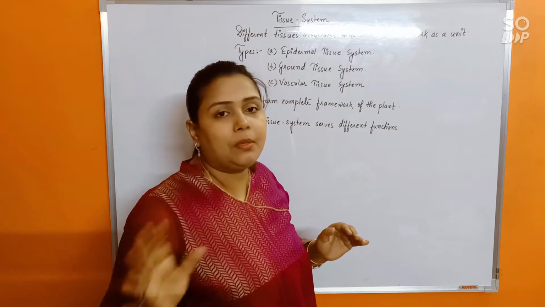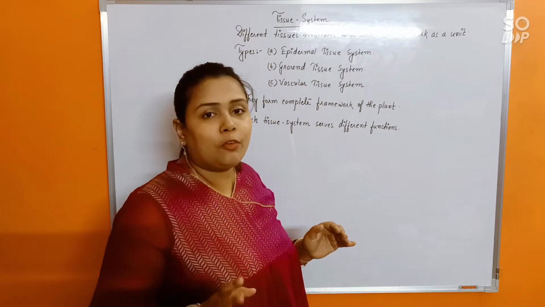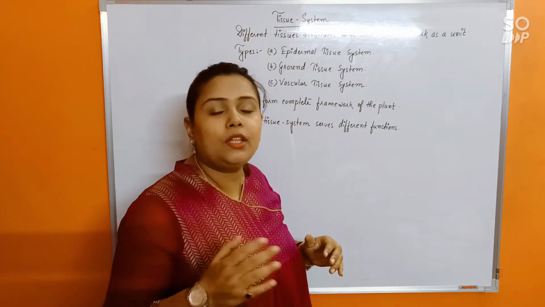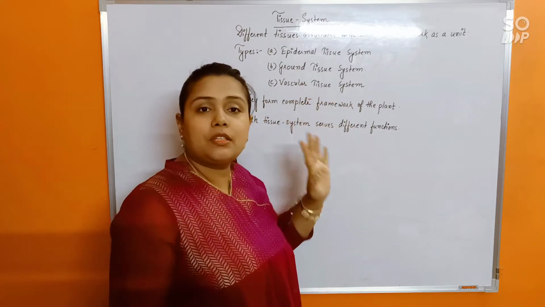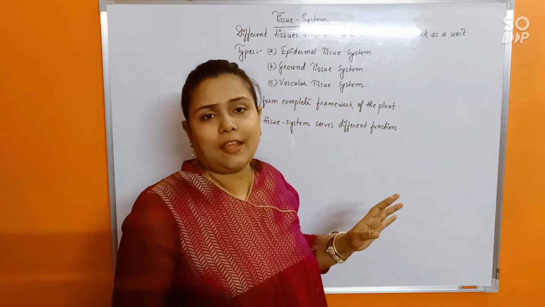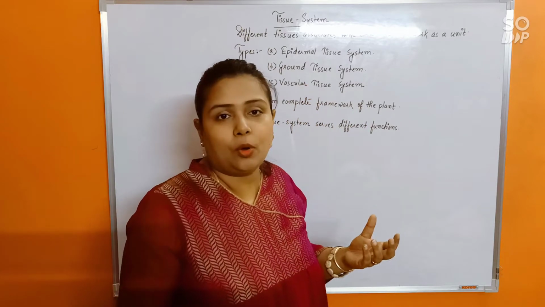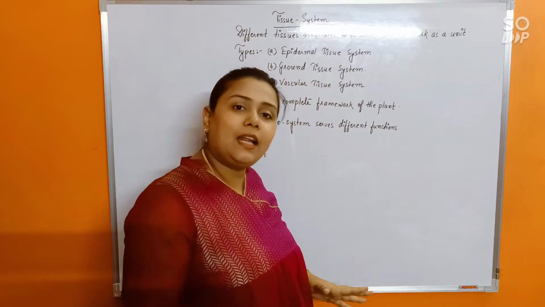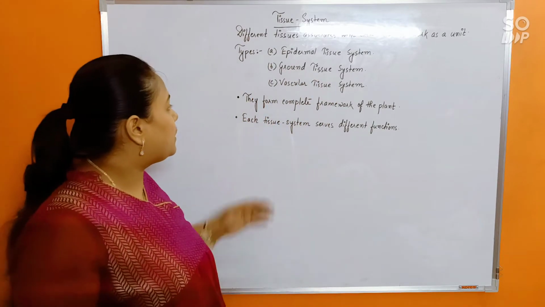Outer skin, epidermal tissue system. Xylem and phloem, which allow conduction or transport, are the vascular tissue system. And finally whatever is left, the bulk of the plant body, is going to be under ground tissue system. Is that clear? Fine. So that's what is meant here.